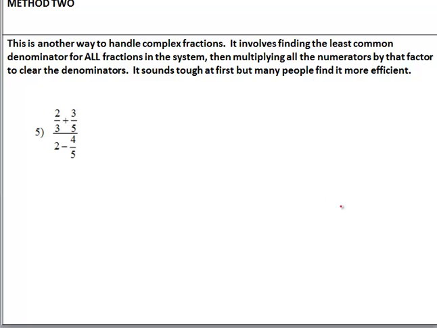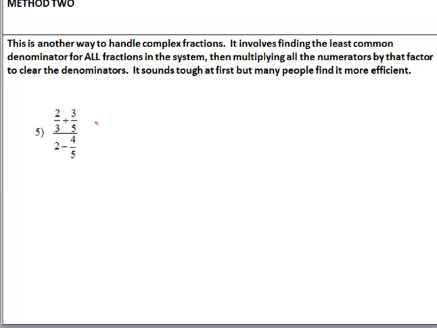We talked about dealing with a common denominator for the numerator and a common denominator for the denominator, but now we're going to try another way. And it involves finding the least common denominator for all of the fractions in the system. So for this one, this one, this one, and this one. And then you find that LCD and you multiply the whole thing by that and it'll clear the denominators. As I say here, it sounds tough at first, but many people, including myself, find it more efficient.